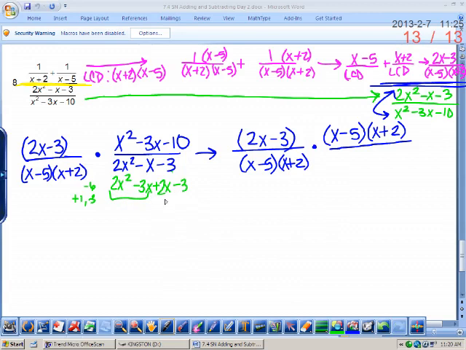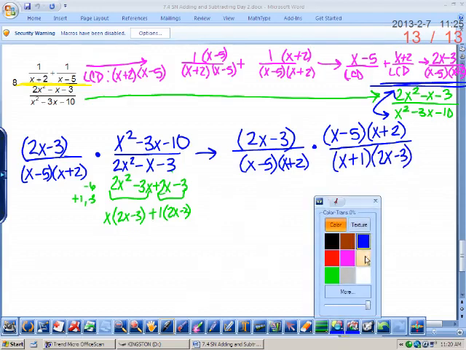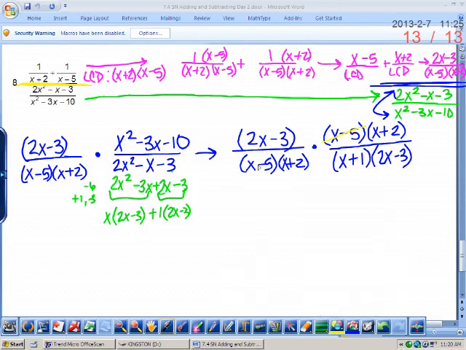All right, group. We pull out an x, we've got 2x minus 3. Pull out a 1, we've got 2x minus 3. So would you agree that this factors into x plus 1 times 2x minus 3? Yeah? All right, what do we get to do? Cancel. What cancels? X minus 5, x plus 2. Boom, boom, boom. What do we get? 1 over x plus 1. Awesome.